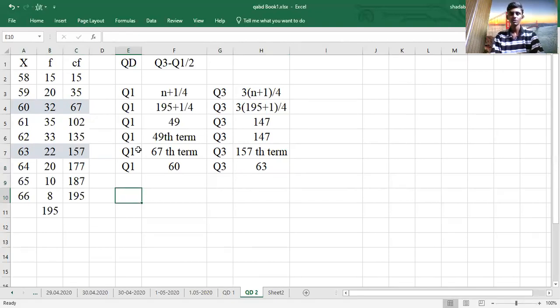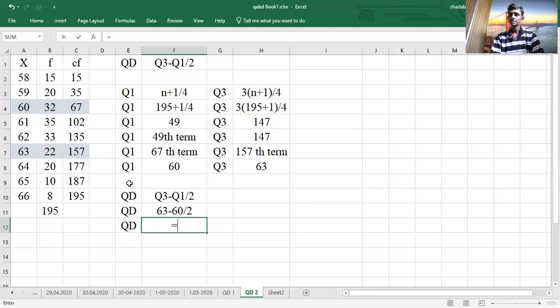The formula is quartile deviation equals Q3 minus Q1 divided by 2. QD equals the Q3 value 63 minus 60 divided by 2. Now QD equals 3 divided by 2, which is 1.5. 1.5 will be our quartile deviation.